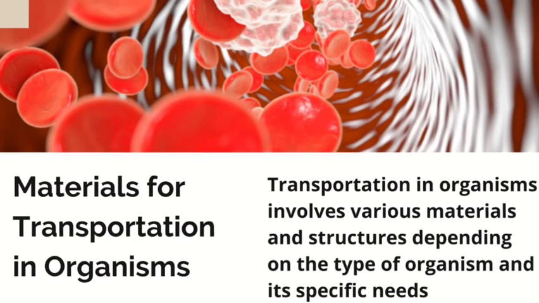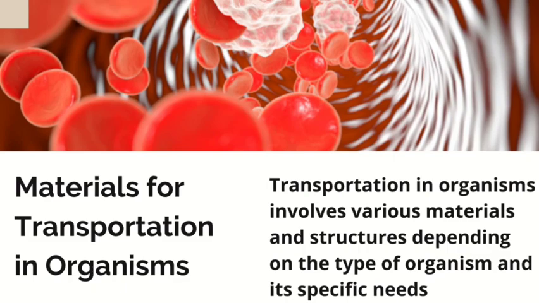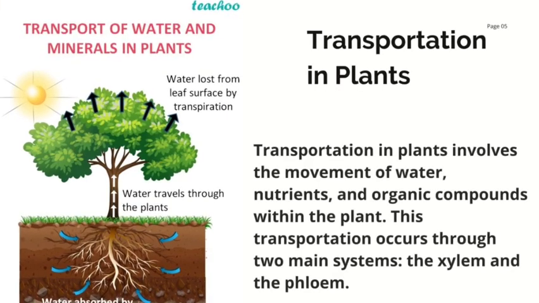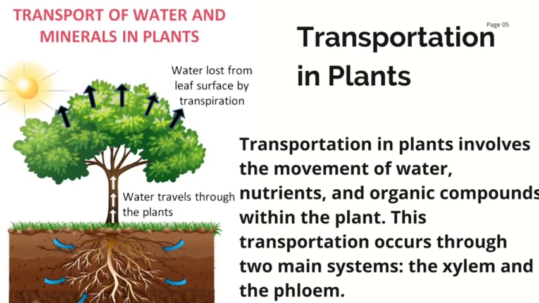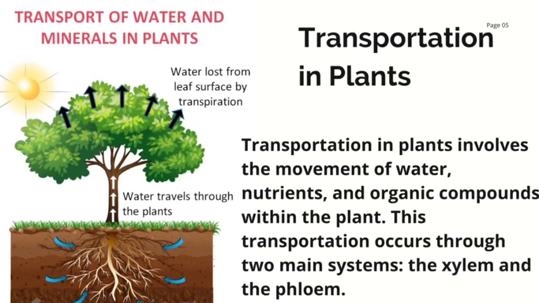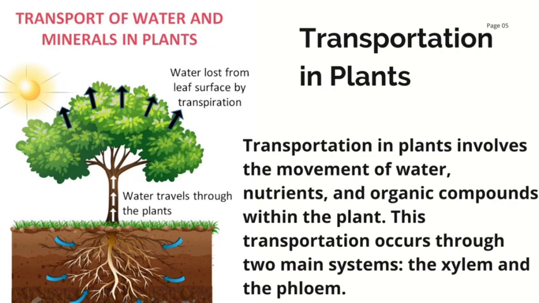Materials for transportation in organisms. It involves various materials. In plants, substances are transported in the following ways. One, water is absorbed through the roots and transported to the leaves through the xylem to perform the process of photosynthesis.